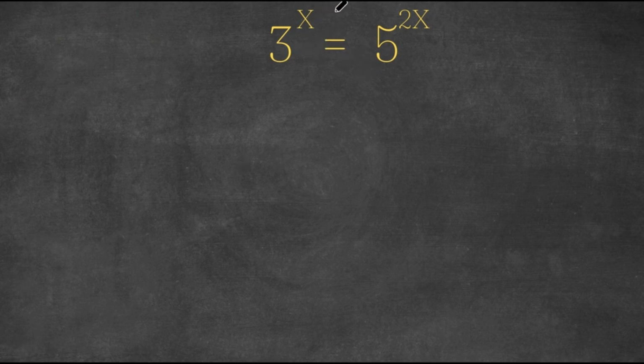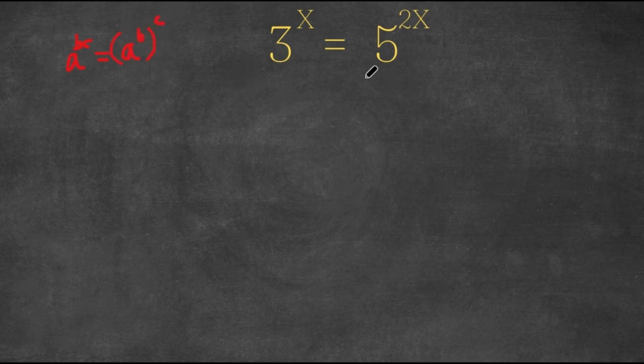So we have 3 to the power of x equals 5 to the power of 2x. And what we're first going to do is simplify this right-hand side a bit. We have 5 to the power of 2x. If you didn't already know, an important property of exponents is that if we have a to the power of b times c, this can be written as a to the power of b to the power of c, and vice versa. It could also be written as a to the power of c to the power of b.